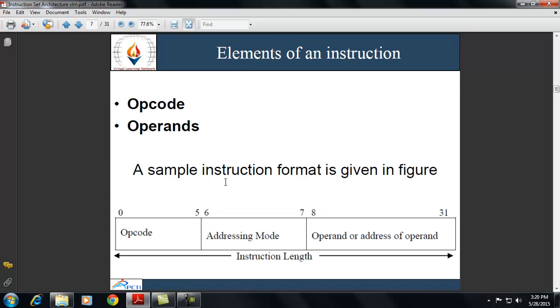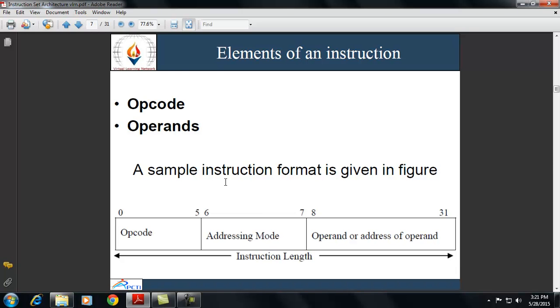There are various elements of instructions. Two major elements are opcode and operand. As I already told you, if we give A plus B, then A and B are operands and plus is the opcode, or you can say operator, or you can say the instruction on the basis of which the instruction will be executed. The opcode field or operation code field specifies the operation to be performed.